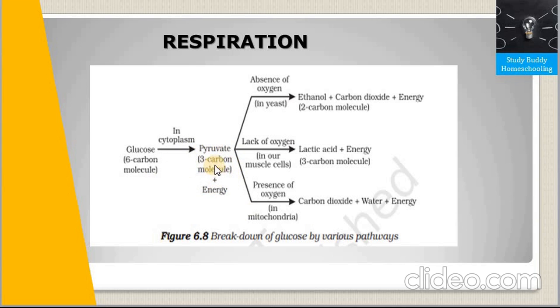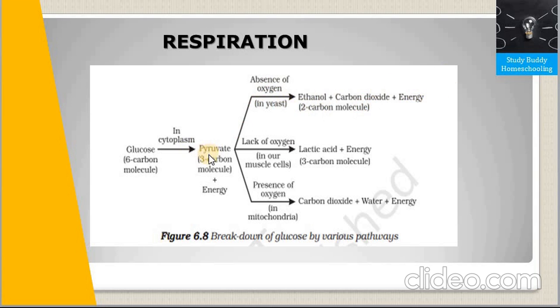In the pyruvate, if oxygen supply is not there, what happens is in the cytoplasm itself, the pyruvate gets converted into ethanol, carbon dioxide and energy. So, this pyruvate conversion in the absence of oxygen gets converted into ethanol, carbon dioxide with the release of some energy. This is what happens in the yeast. Yeast undergoes anaerobic respiration, that is in the absence of oxygen.